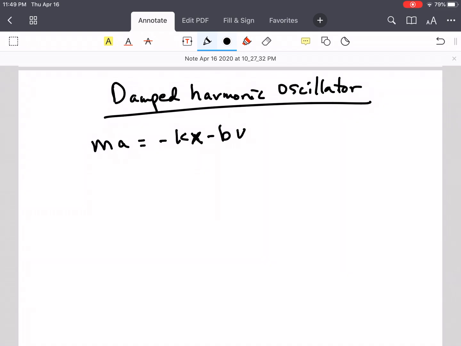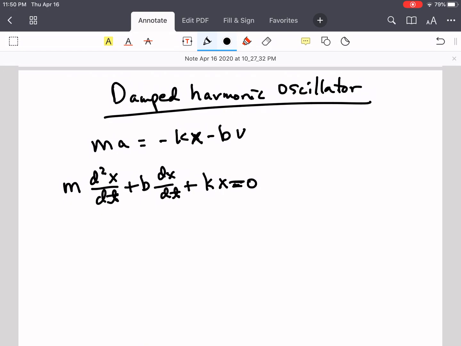So I'm going to go ahead and bring everything over to the left-hand side of the equation and write it in the language of derivatives. So mass times the second derivative of x plus b times the first derivative of x plus k times just x is equal to 0.